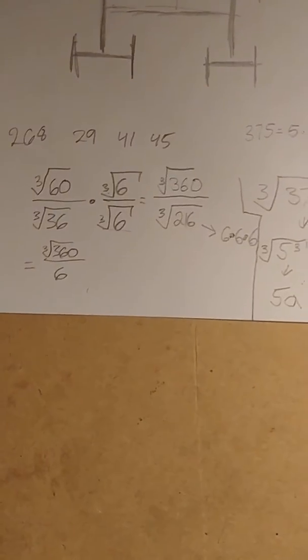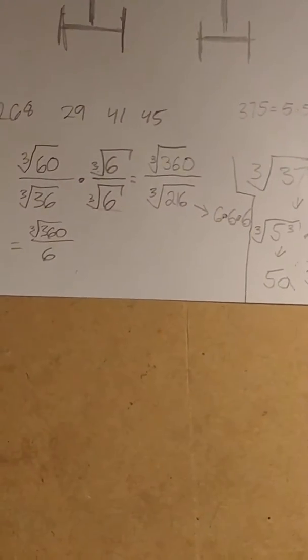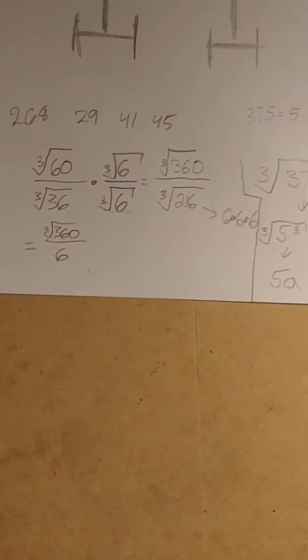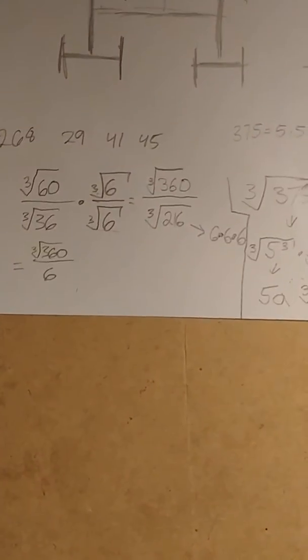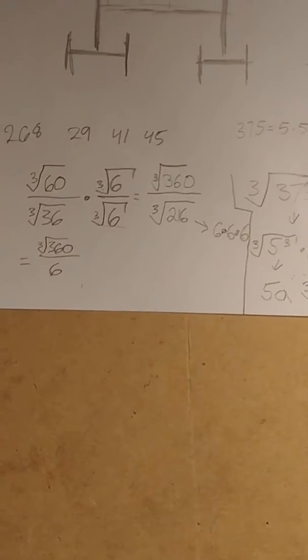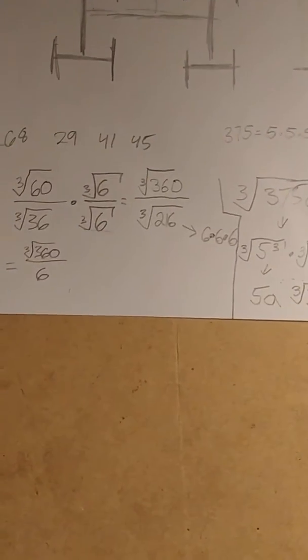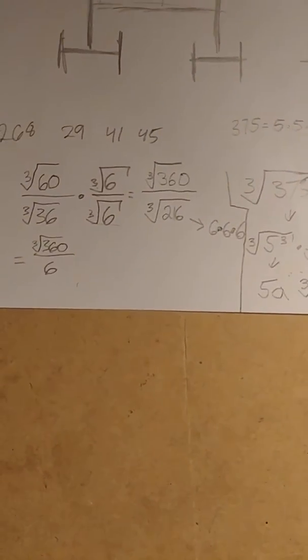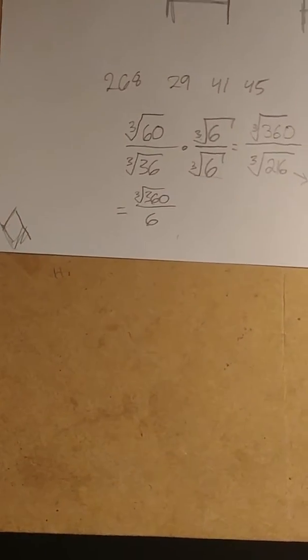On the top, I just multiplied 6 by 60 to get 360. I don't know if that reduces, but that's not really the point of this one. And then it equals the cube root of 216, or 6 times 6 times 6, on the bottom. And we know that the cube root of anything cubed is itself, so that should be a 6, which gives us the cube root of 360 over 6.